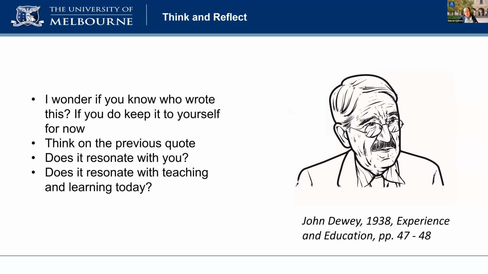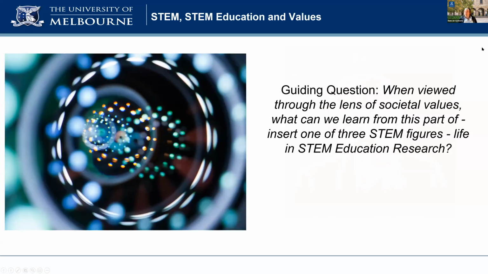I think that's a very narrow perspective to take, and I think that whilst we do need direct and explicit instruction, we absolutely need it, we need to show students the points at which we need it and then move forward with it. So the guiding question for these 3 case studies was, when viewed through the lens of societal values, what can we learn from this part of, and it can be one of the 3 STEM figures' life in STEM education research?